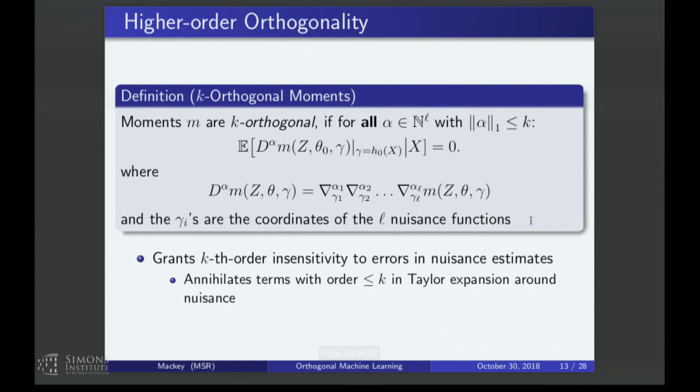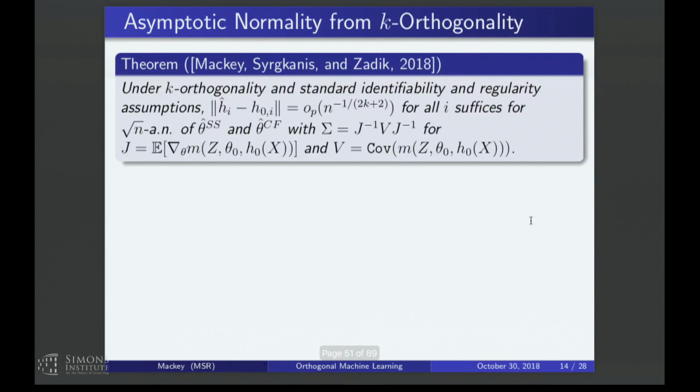Okay, so what does this buy us? Well, here's a result from our work. And it says that if you use K orthogonality, and you have your standard identifiability and regularity assumptions about your moments, then n to the minus 1/(2k+2) estimates of your nuisance are sufficient.